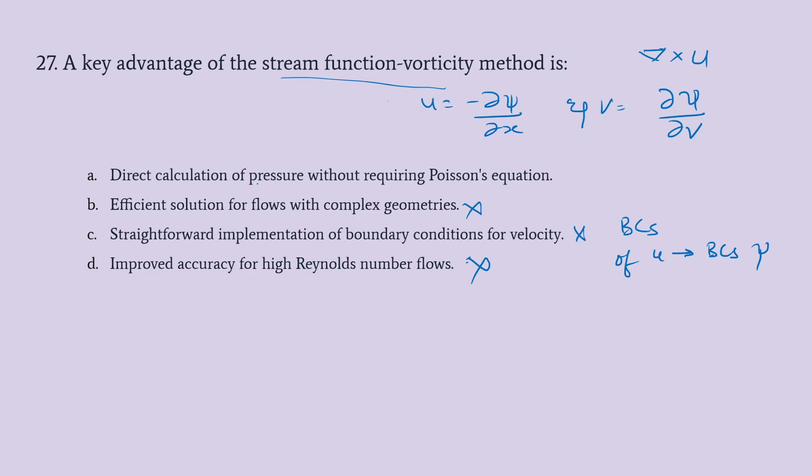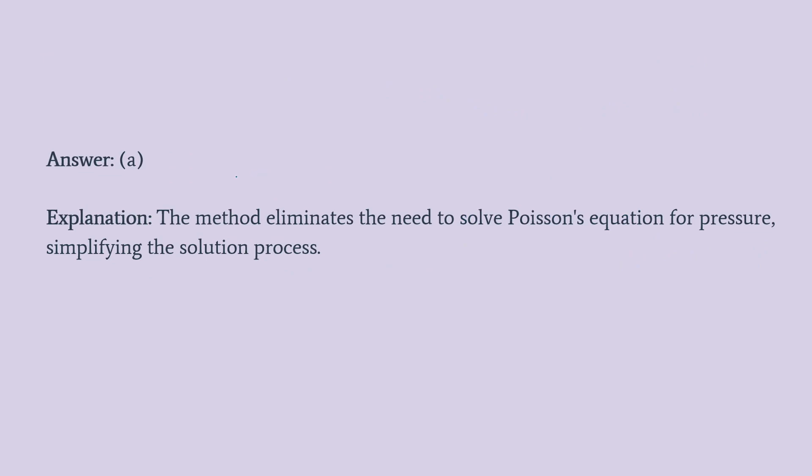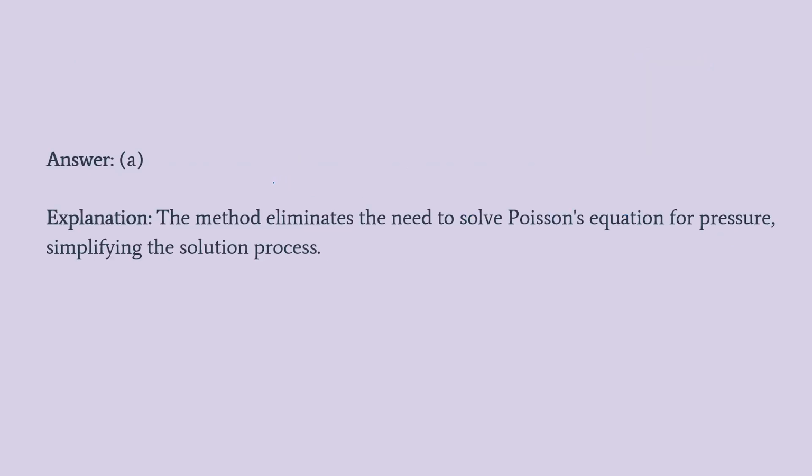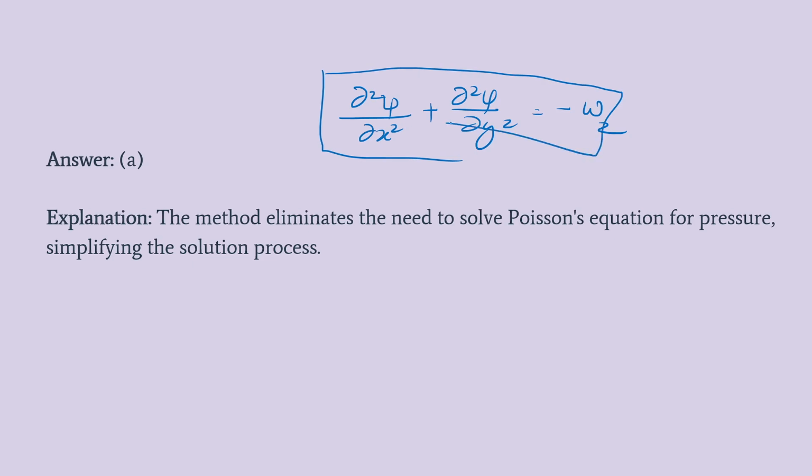You can't say it's a key advantage, but the thing is we are not solving the Poisson equation for pressure here. That is something true with respect to the stream function vorticity method. But we will be solving the Poisson equation for vorticity and stream function. That is, we will be solving dou square psi by dou x square plus dou square psi by dou y square is equal to minus omega z. This Poisson equation will be solved in order to solve the system of equations. It is solved for psi, not for pressure.